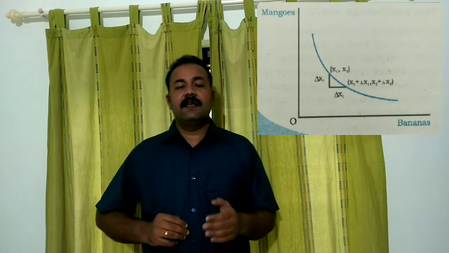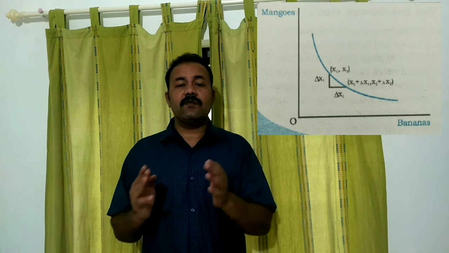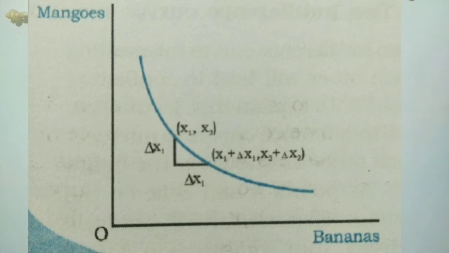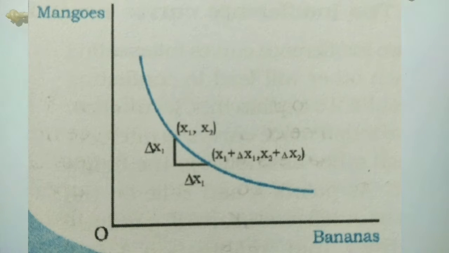The first feature is that the indifference curve slopes downward from left to right. Here in this diagram we can see this indifference curve going downward from left to right. The consumer is consuming two goods, bananas and mangoes. Here we can see the indifference curve is downward.